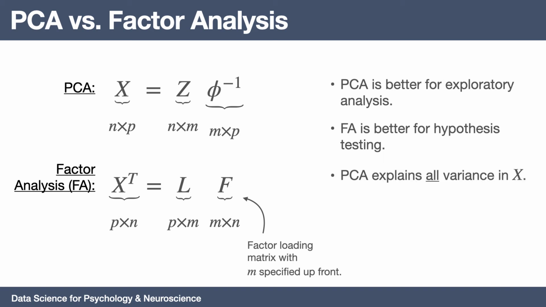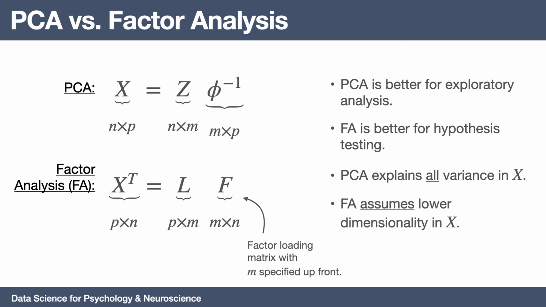PCA will explain all variance in X. So if you set M equal to P, where you get as many components as you have variables in your data set, you'll explain all of your variance. Whereas factor analysis, because you have to preset M, will typically only explain a portion of the variability.